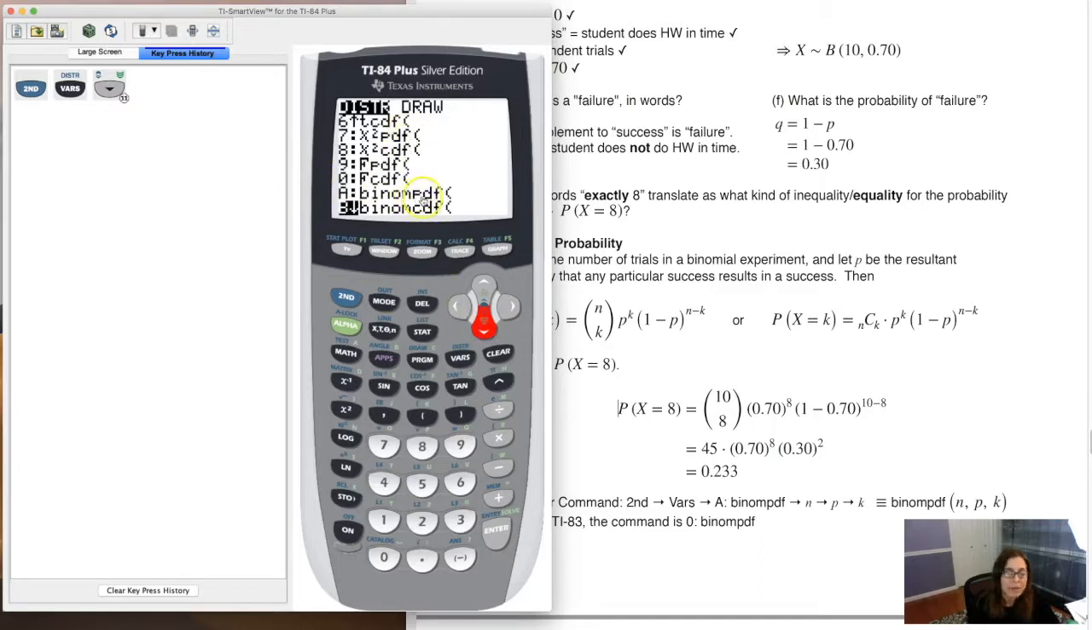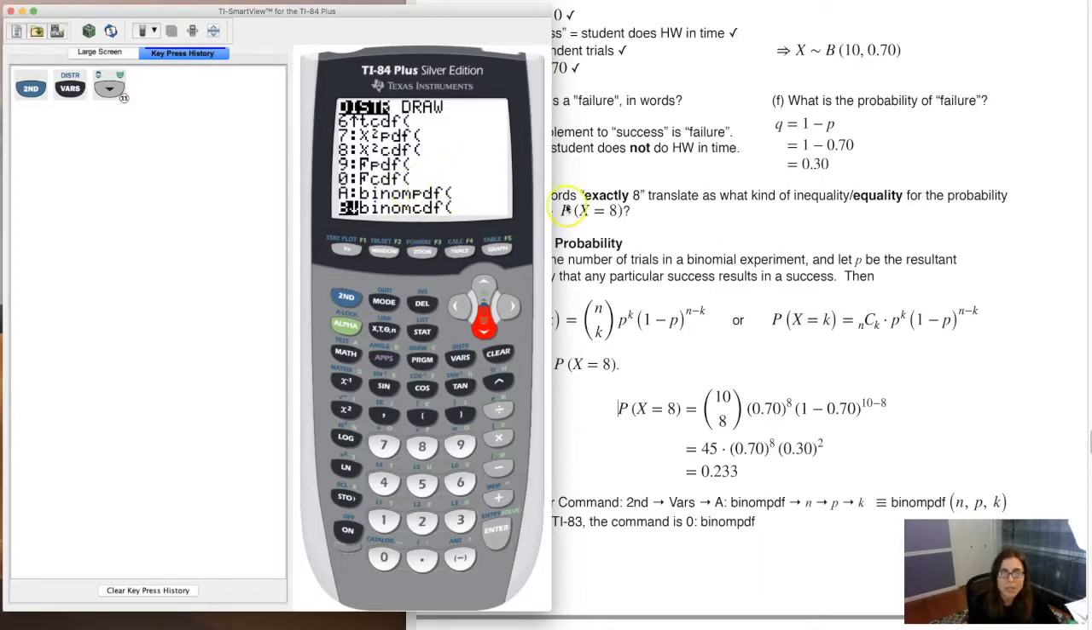So if you look at A and B, you have 2 binomial calculations. You can see the only difference between the menu items in A and B is this PDF versus CDF. You will use PDF when there is an equal sign in your parentheses. So whenever there's an equal sign, go ahead and use PDF. Now, if you see a less than or equal to sign, which we will get to, we're not there yet, but it won't always be an equal sign, we will use the CDF.